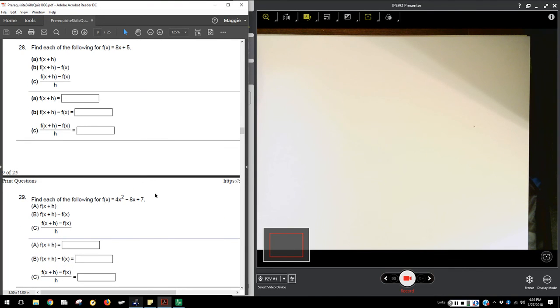Number 28 and 29 are preview practice for something we're going to be doing in section 11.3. It's called the limit definition of a derivative. And you have to get pretty good at plugging in functions into this limit definition of a derivative, which is going to utilize f of x plus h minus f of x over h. So we're going to do basically the first 3 steps of the 4-step process for finding a derivative, and that's going to come up in 11.3. So you want to follow along with this kind of problem very carefully.